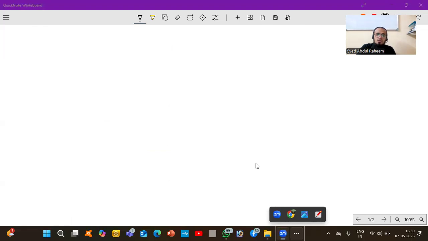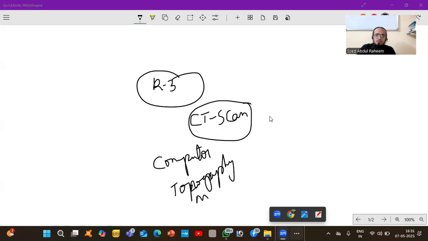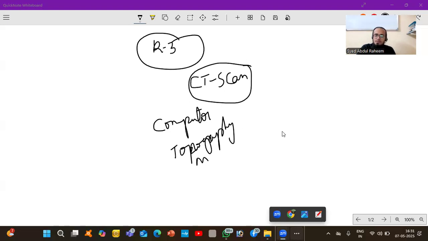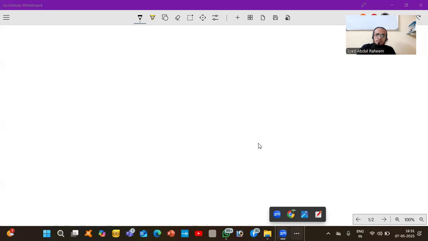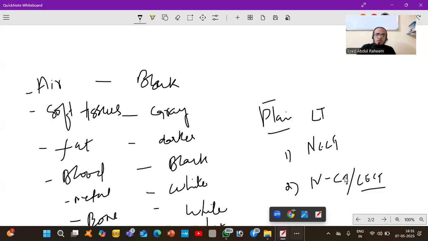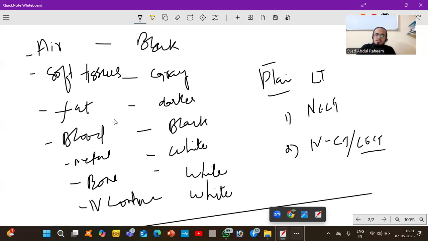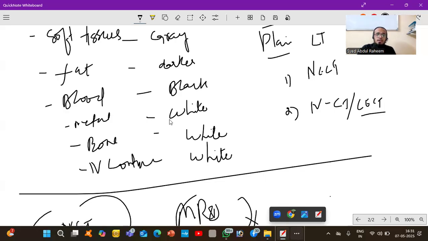Yes, CECT. Okay, contrast. Good. Contrast based scan. That is CECT. So what we studied today: what is CT scan, how the name is given, computed tomography. Next, how the CT scan shows internal things: air is black color, soft tissues gray color, fat darker color, blood black color, metal white color, bone white color, IV contrast white color.